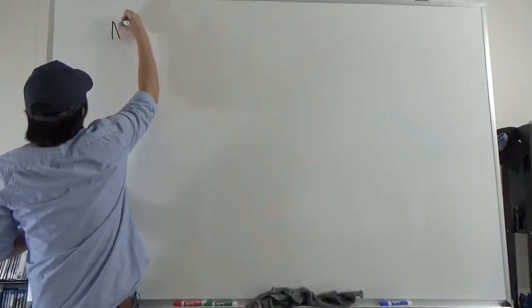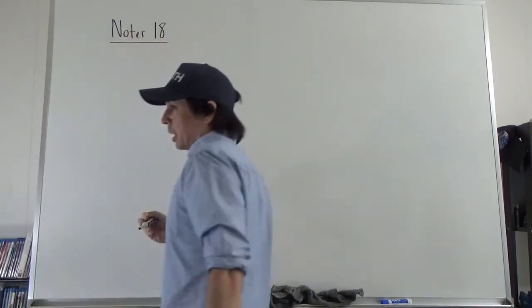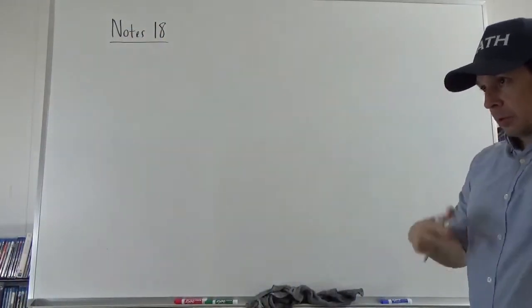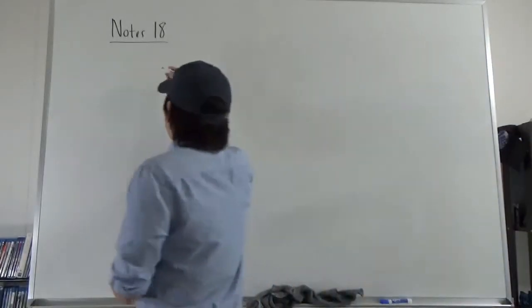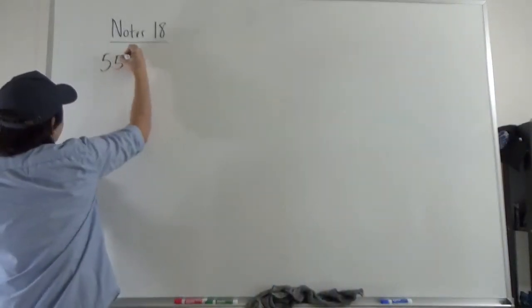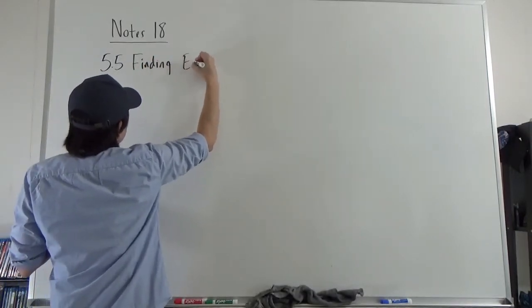Lesson 18. Then we'll do lesson 19 after that, and then we're done for everything that's going to be on the second exam. Okay, this is 5.5 from the textbook. We are finding equations of linear models.